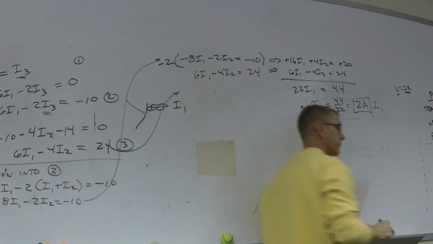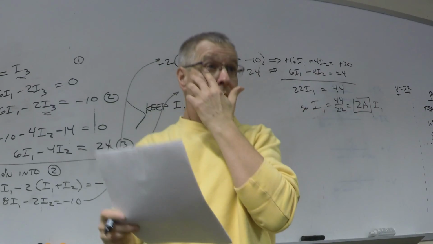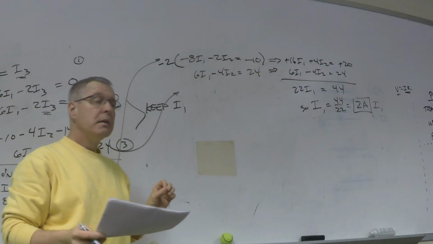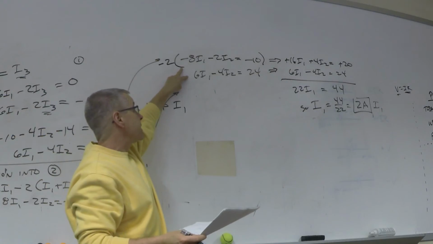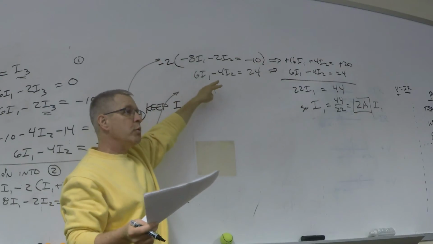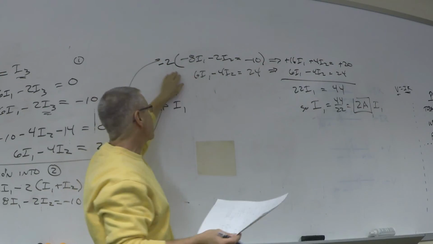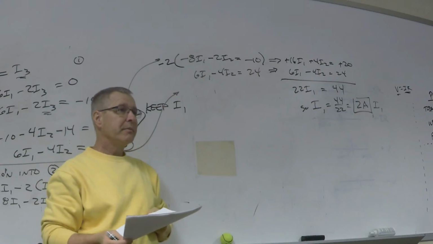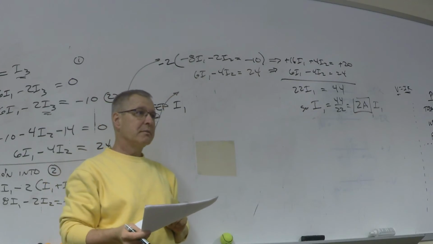There's I1. What if instead, I was back here, and I decided I don't want to solve for I1 first, I want to solve for I2 first? What's the easy way to do that? Without even having to think much.